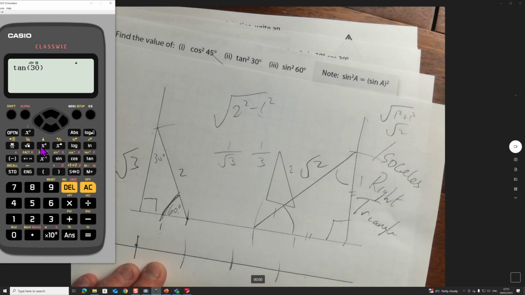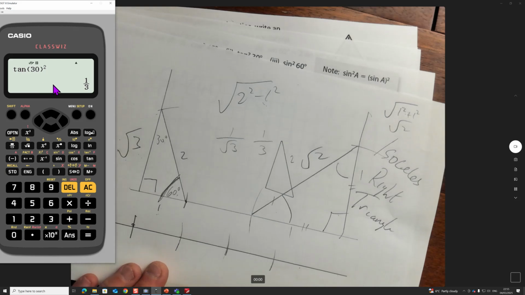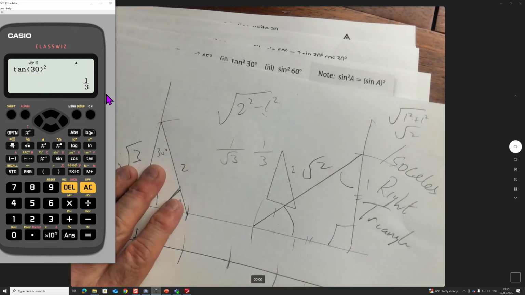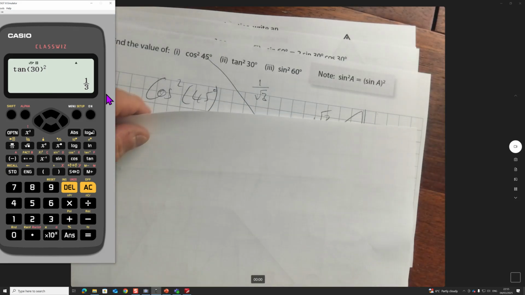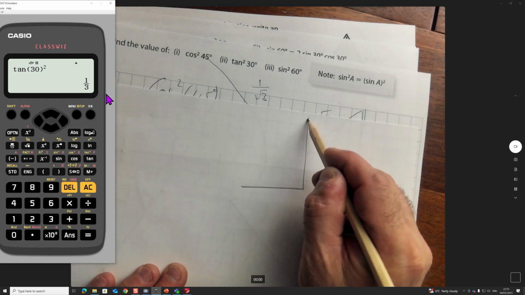Now, if I square that, am I squaring the tan of 30, or am I squaring the argument? Well, we'll know by seeing our answer. So it's not squaring the argument, so that did work. Didn't have to put the outside brackets. Great. Okay, I learned something there. I hope you did. On to sine squared 60.